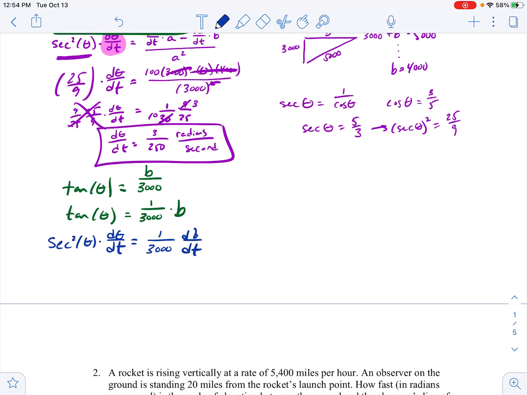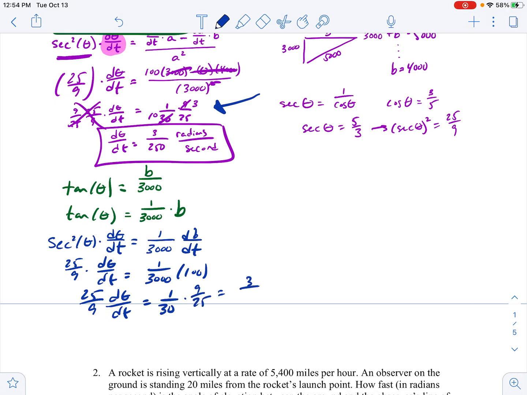Now we solve for this already. We know that's 25/9. But now look what happens when we sub in this. There's our 100. And again, we're going to get our 1 over 3,000 here, just like we did up here, and it's going to simplify the same way. And we get the same end result.